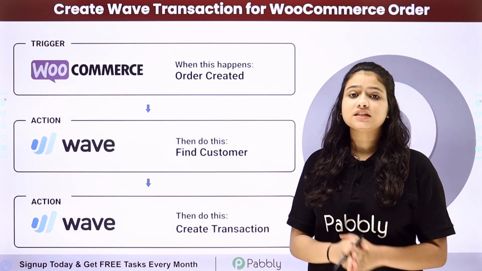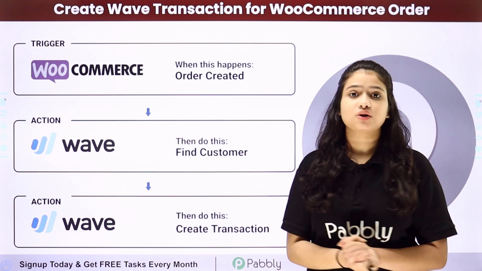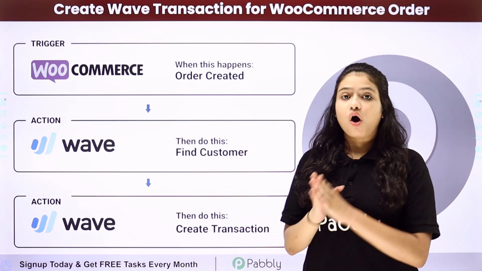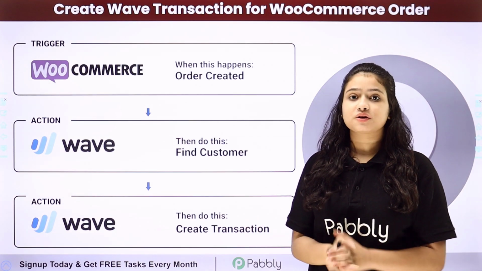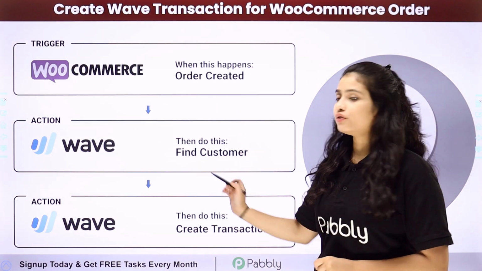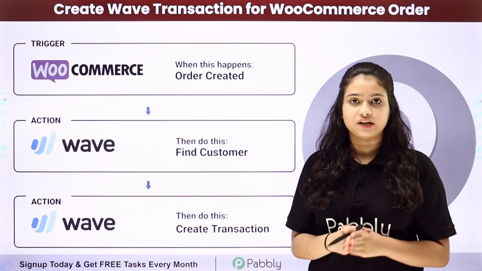Hello everyone, in this video we are going to learn how to create a Wave transaction for a WooCommerce order. I want that whenever a new order is placed in my WooCommerce store, a transaction should be created automatically in my Wave. So how are we going to do this process automatically and effortlessly? For that we will have to integrate WooCommerce with Wave, and to do the same we are going to use Pabbly Connect, which is an amazing automation and integration software.